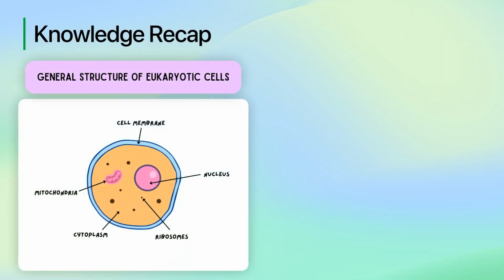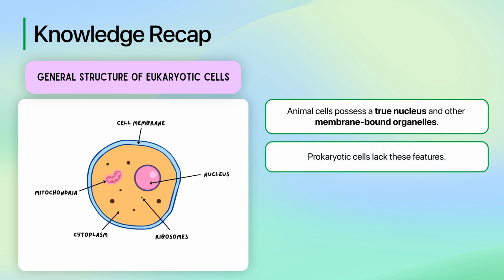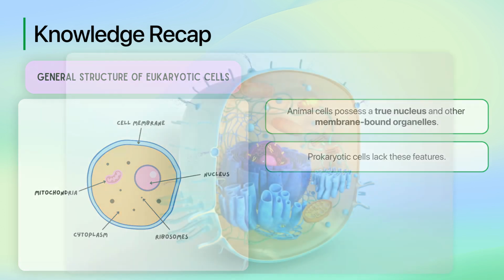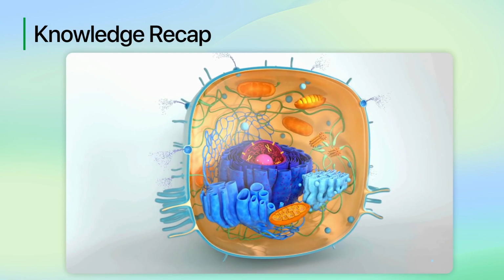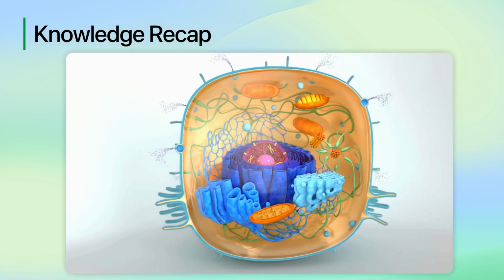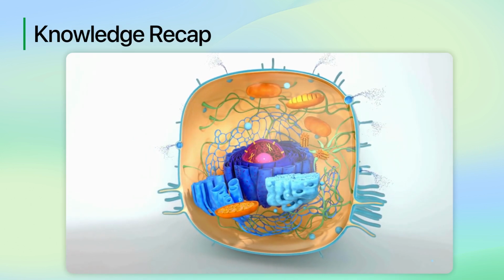So far, you have learned about the general structure of eukaryotic cells and the fact that animal cells fall into this category. This foundational knowledge has introduced you to the concept that animal cells possess a true nucleus and other membrane-bound organelles, distinguishing them from prokaryotic cells, which lack these features. This foundation allows us to delve deeper into the specific organelles found within animal cells, enhancing our biological understanding by clarifying how each part of the cell contributes to its efficiency and viability.